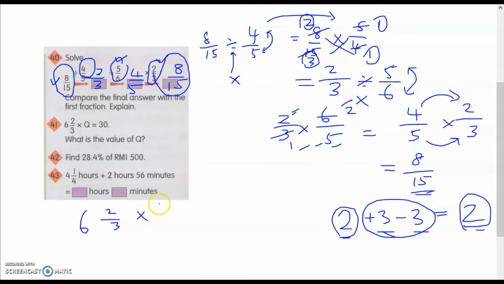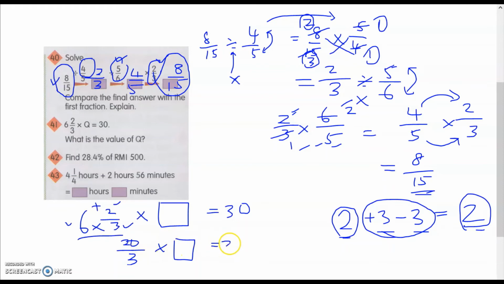6 2/3 times q, or the unknown, equals 30. What is q? Okay, first thing, we change this to an improper fraction first. So we times and then we plus. So 3 times 6 is 18. 18 plus 2 is 20. The bottom doesn't change, it's still 3. So 20 over 3 times unknown equals 30.